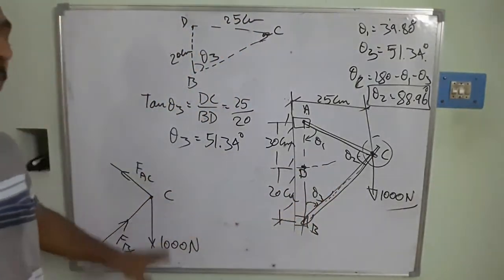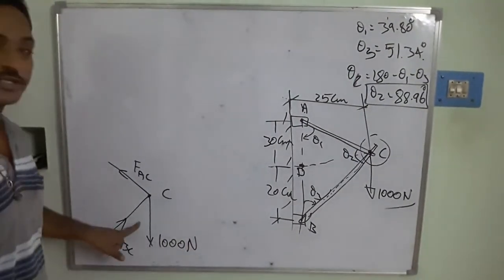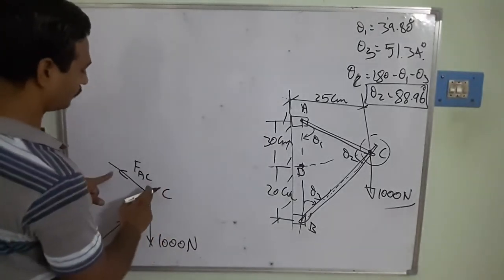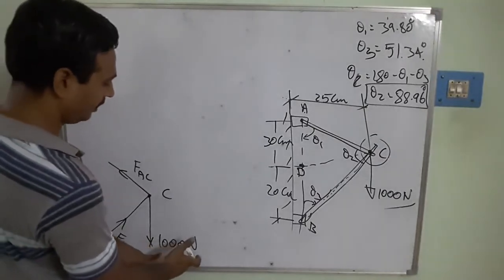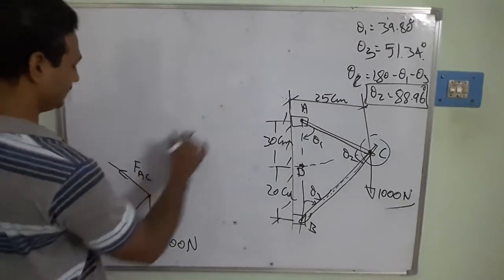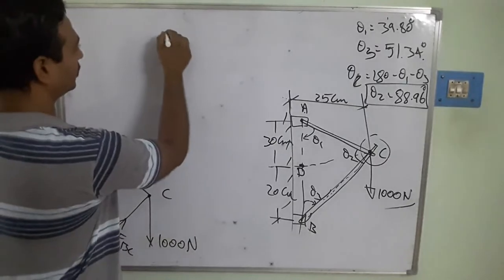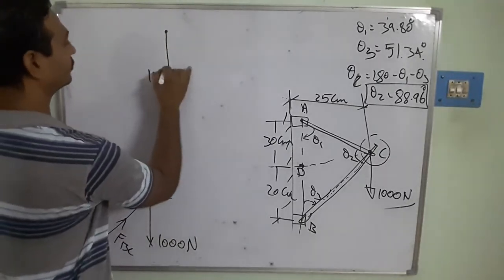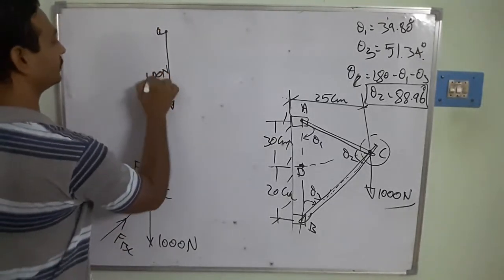Now I am going to form a closed triangle with the existing one. So as per the definitions, the forces we have are FAC and FBC, and then the 1000 Newton force. So how are we going to draw it in this case? First I am going to take this 1000 newtons force, that's going to be A to B. So this is the 1000 newton.